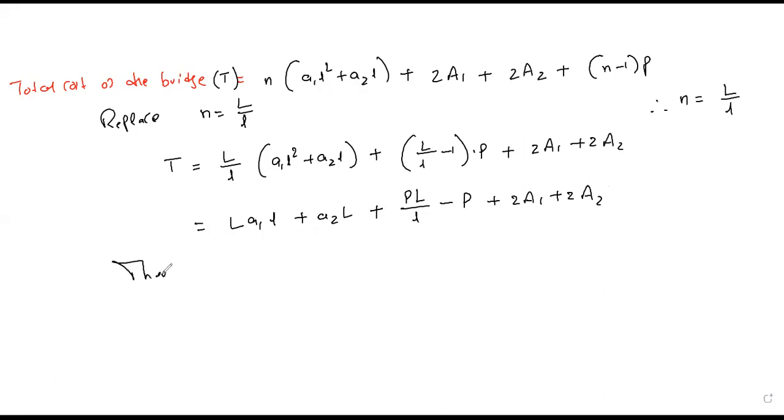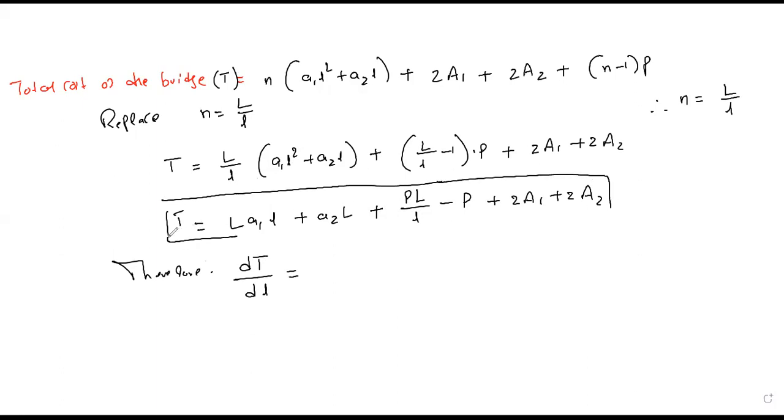Now, therefore, do the differentiation. dT by dl is equal to, so differentiate this T equation with respect to small l. Differentiate this total cost of the bridge equation with respect to span; small l is nothing but span. The equation A1L plus, all these other parameters will become 0, minus PL by l square. Isn't it? Okay, so this is the final equation which we get.